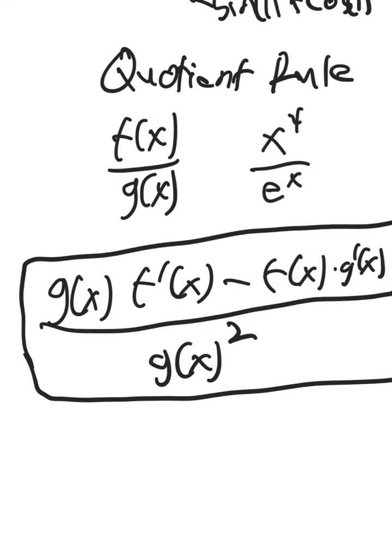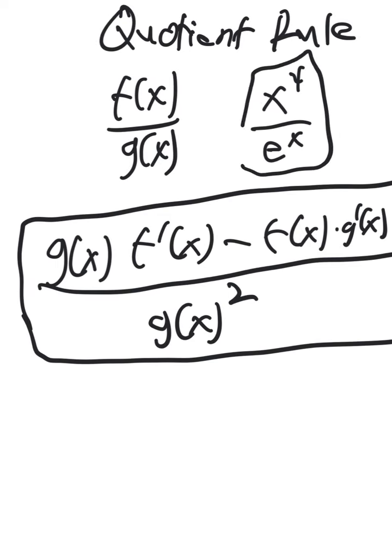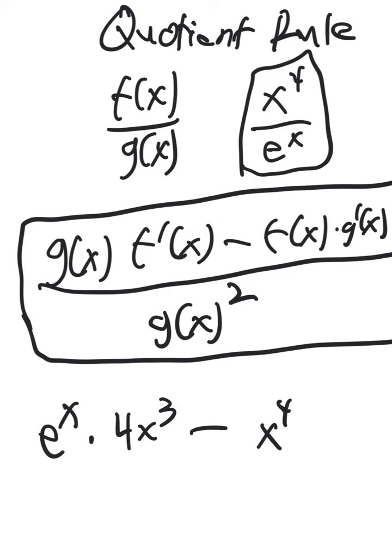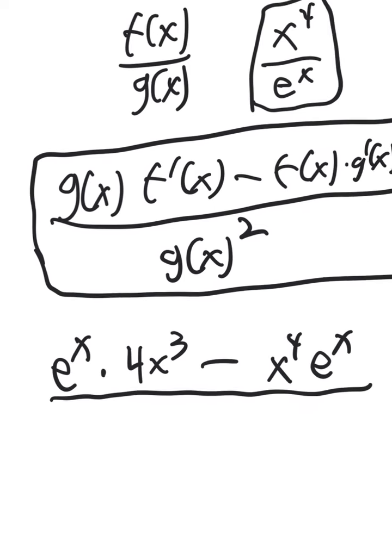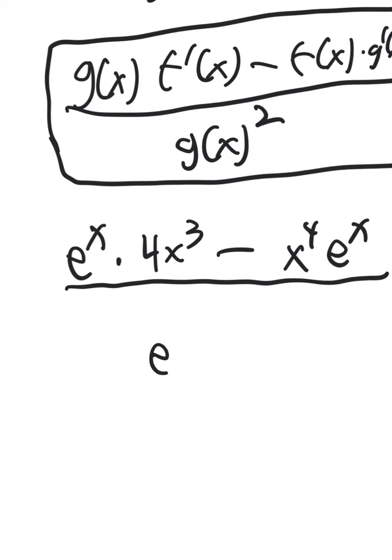And now if we apply it to our particular case of x to the fourth over e to the x, we do low, which is e to the x, times d high, the derivative of x to the fourth, which is 4x cubed, minus high d low, so x to the fourth times the derivative of e to the x, which is e to the x, over low low, so e to the x times e to the x.